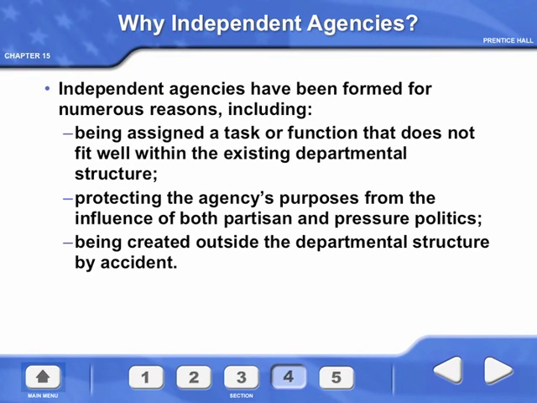Independent agencies have been formed for numerous reasons, including being assigned a task or function that does not fit well within the existing departmental structure, protecting the agency's purposes from the influence of both partisan and pressure politics, and being created outside the departmental structure by accident.